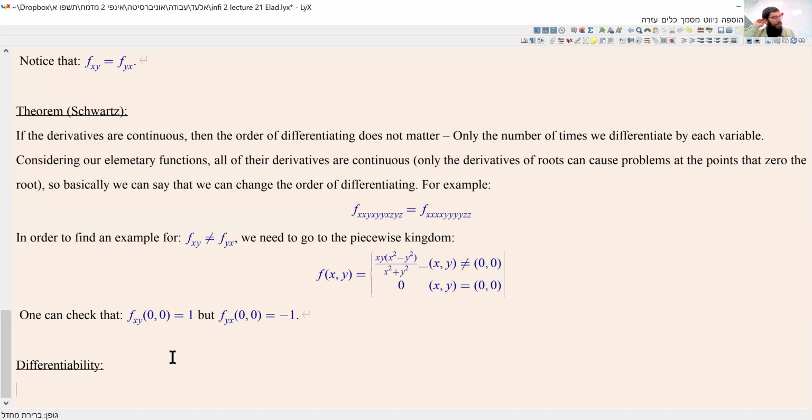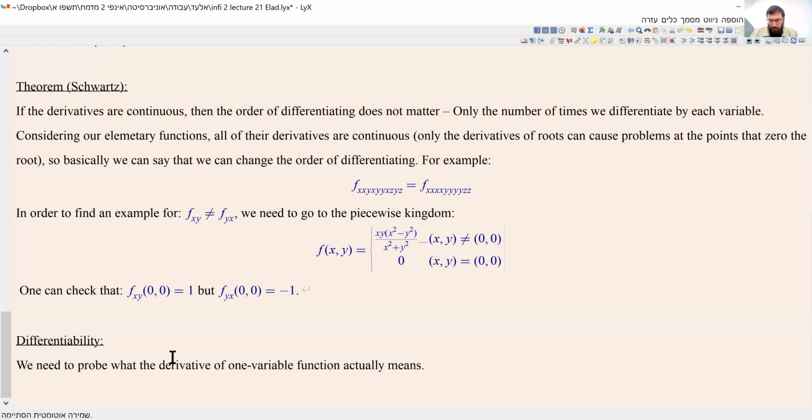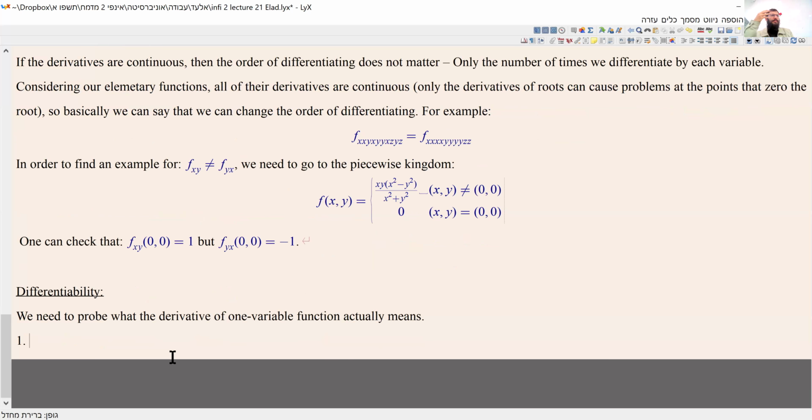So differentiability. We need to probe, if that's the right word, what the derivative of a one variable function actually means. And we can talk about more than one thing. I want to talk about what's important to me. First of all, intuitively, what does the derivative describe?